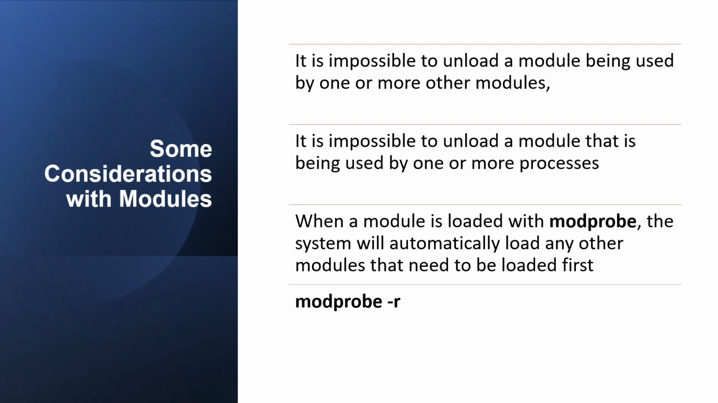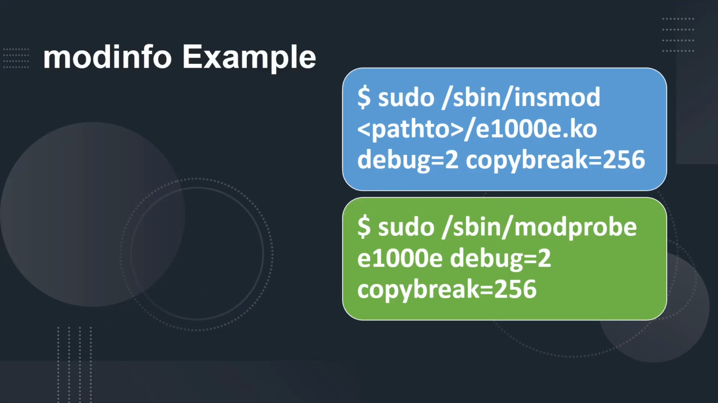When a module is unloaded with modprobe -r, the system will automatically unload any other modules being used by the module if they are not being simultaneously used by any other loaded modules. modinfo example. modinfo can be used to find out information about kernel modules, whether or not they are currently loaded. You can see an example which will display information about version, file name, which hardware devices the device driver module can handle, and what parameters can be supplied on loading.